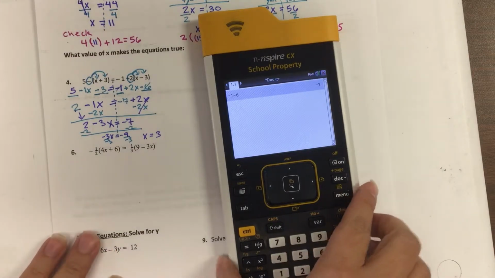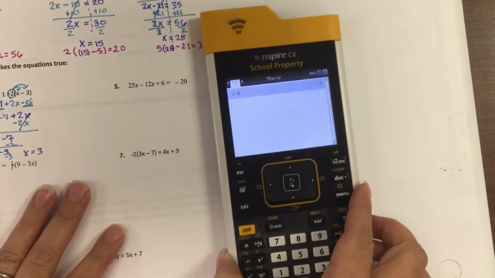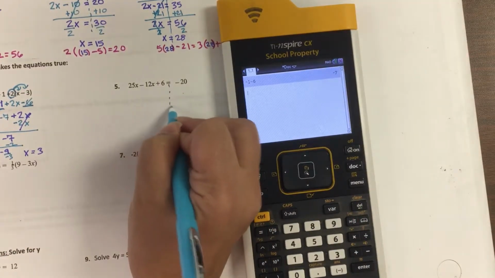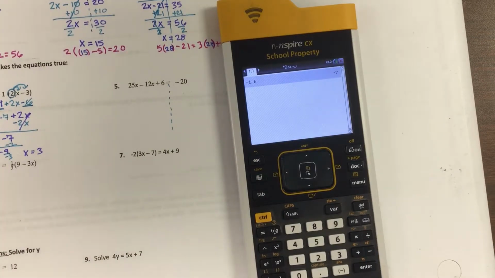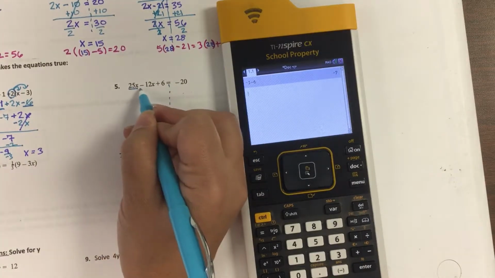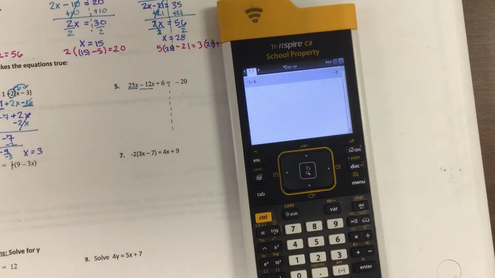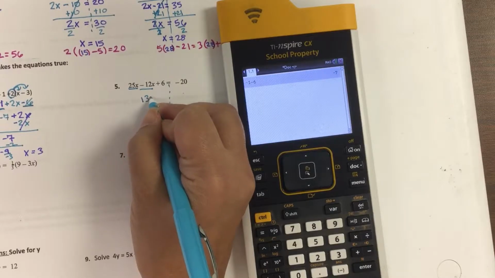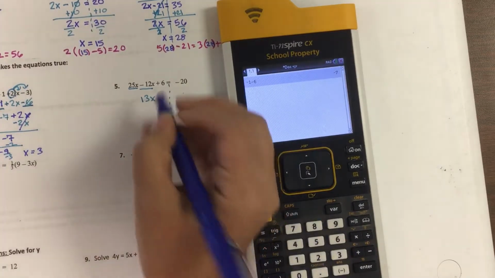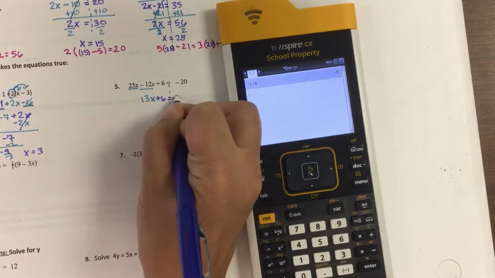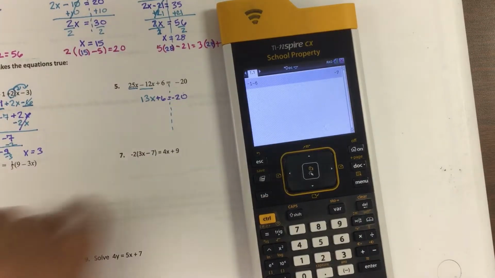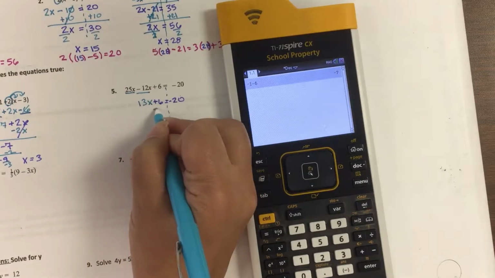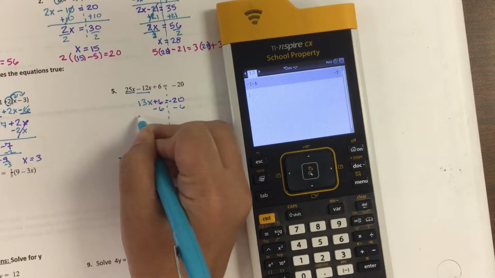All right. Taking a look here next at question 5. I don't see any parentheses, but there are some like terms that need to be combined. And the first set would be that 25x minus 12x. So when you take 25x minus 12x, that's going to leave you with 13x. Bring down my plus 6 and my equals negative 20. So now I need to move my 6 so I can have my 13x isolated. So this would be minus 6 on both sides.